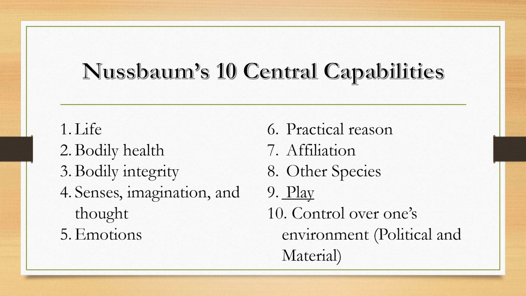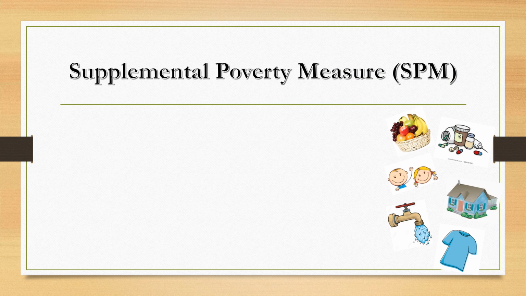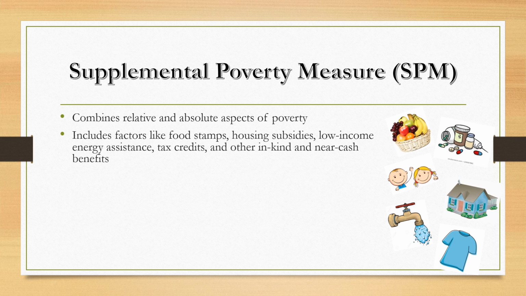However, due to the incredible subjectivity of capabilities, it can become rather difficult to use the capability approach as a standard poverty measure. Thus, we turn to the SPM to provide a near measure of capabilities, because it includes a measurement of the population's functionings within central capabilities that allows for a close measure of the overall population's true capabilities. The supplemental poverty measure combines the relative aspects of the capabilities approach with the relatively absolute nature of the OPM. The SPM is favorable because it includes factors like food stamps, housing subsidies, low-income energy assistance, tax credits, and other in-kind and near-cash benefits in its calculation.